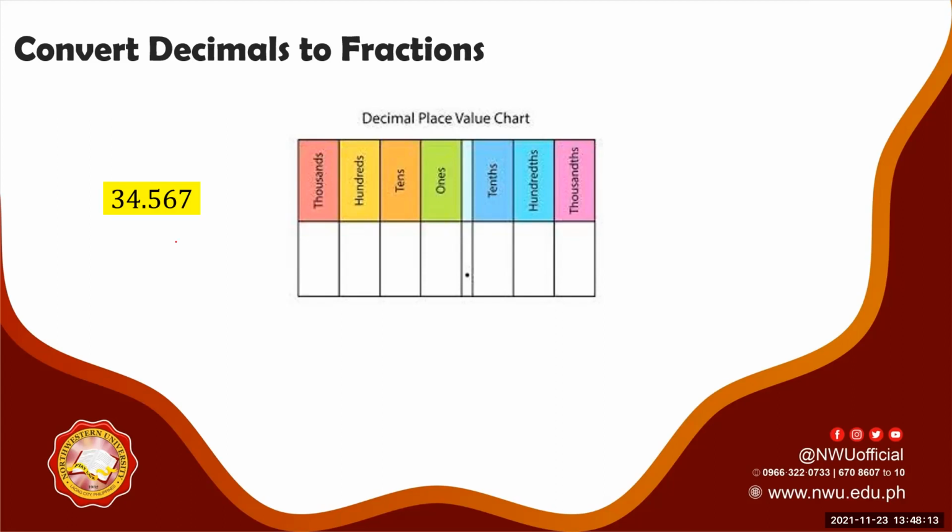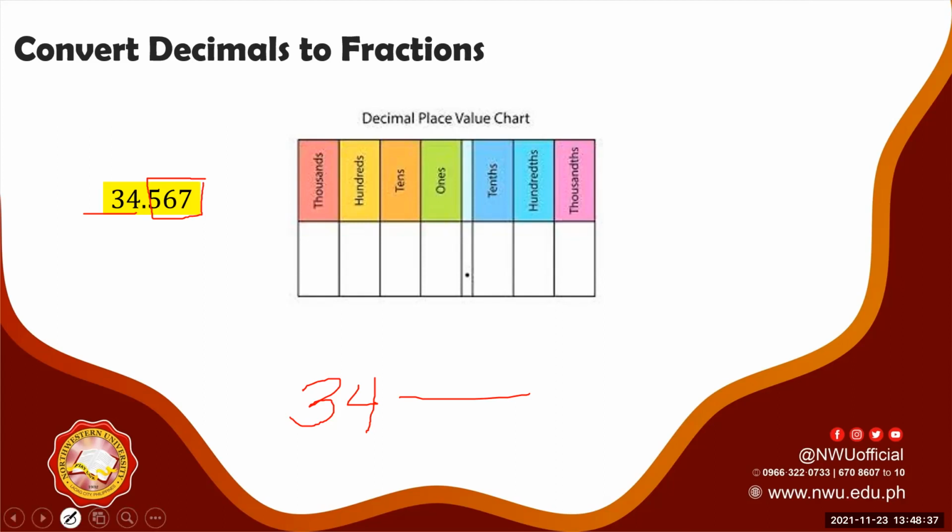Just to recall, we said this is the whole number part. That means if you convert this to a fraction, we have a whole number. It means it is a mixed fraction or a mixed number. Now, what we need to change into a fraction is the 0.567.